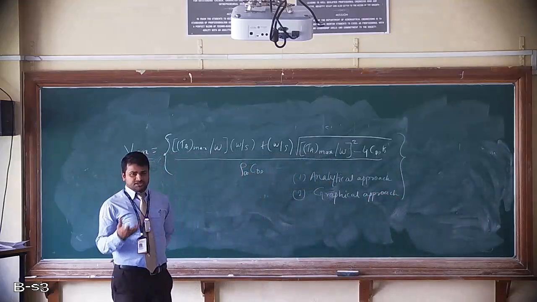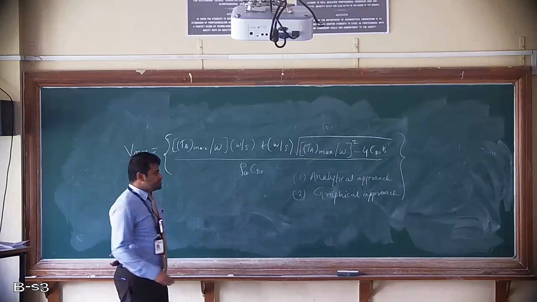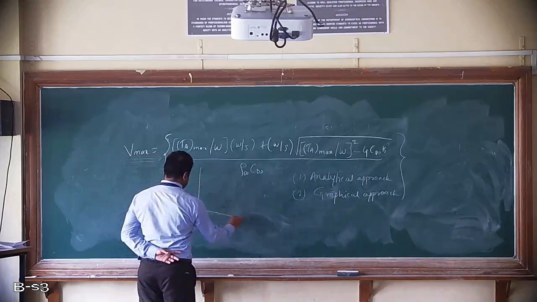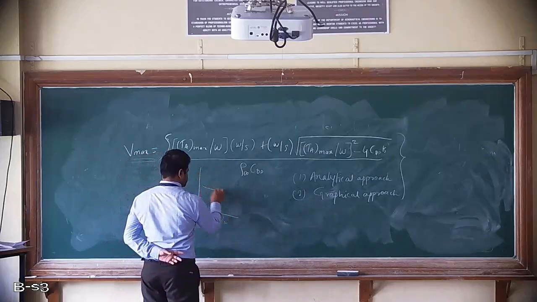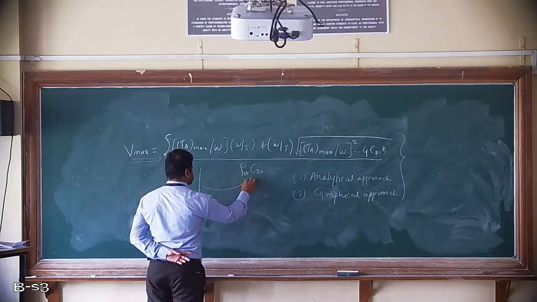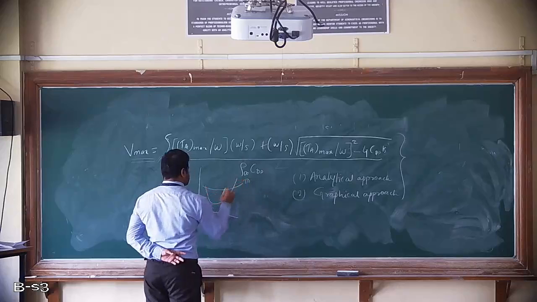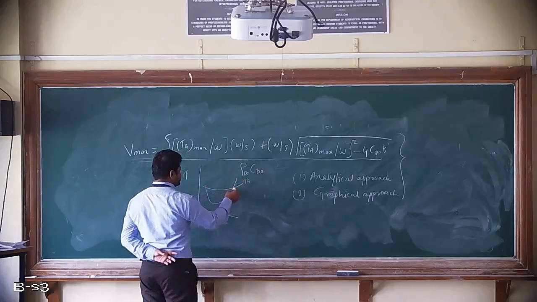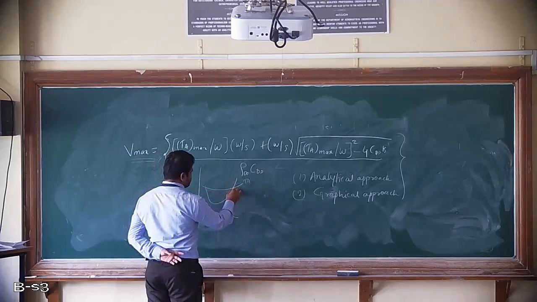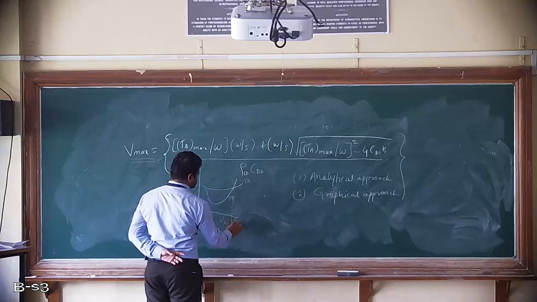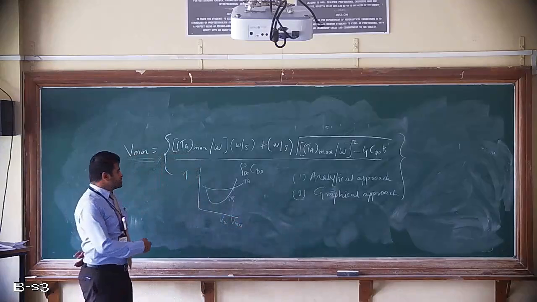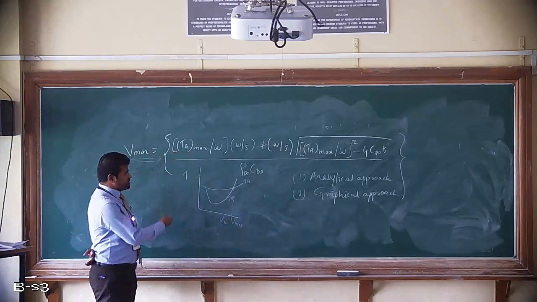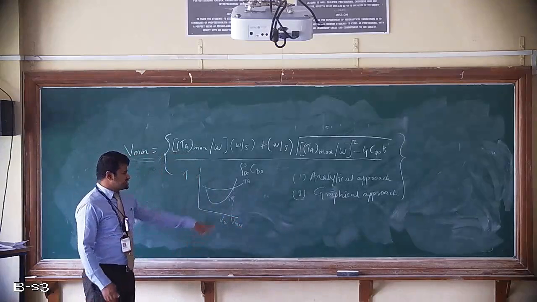In the previous class, we have seen the thrust available curve and thrust required curve, which looked like this. This is thrust available. This is thrust required. Where these two curves intersect, that point is called Vmax, the maximum velocity. So by the graphical approach we can find the maximum velocity.